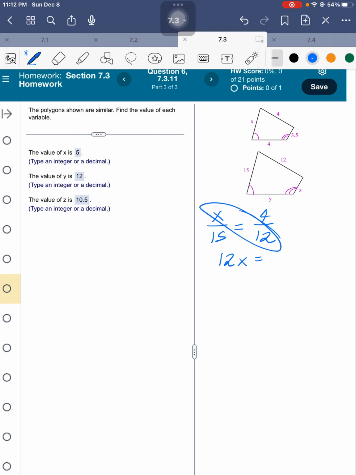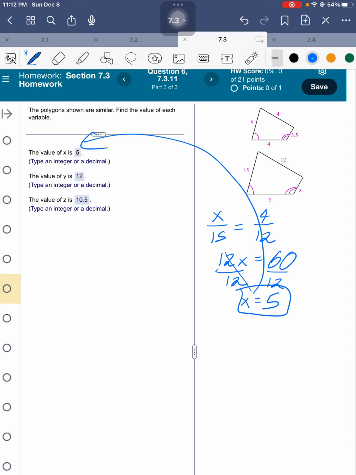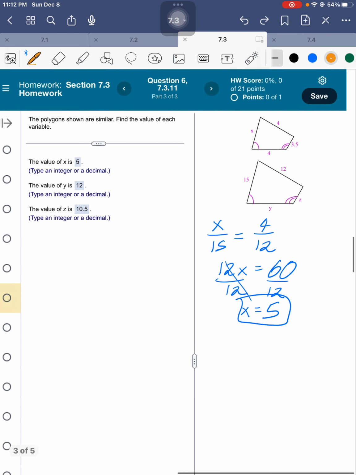Now I'm going to cross multiply. So 12x, I'm going to multiply the extremes, then the means. 4 times 15 is 60. What is 60 divided by 12? Should be 5. Yep, and my X is indeed 5. So now let's solve for my Y.